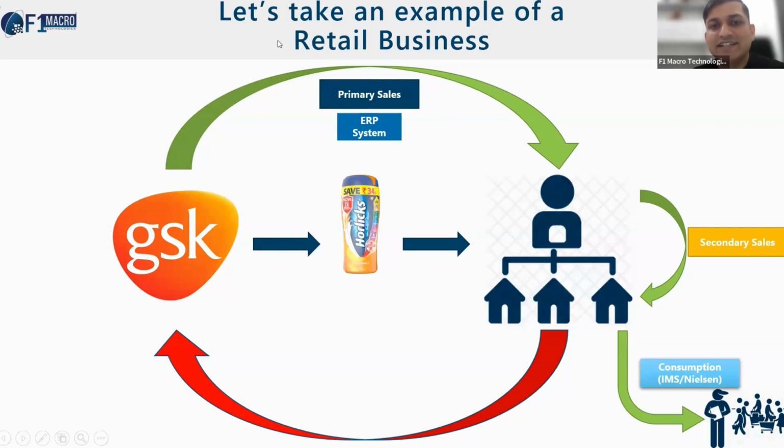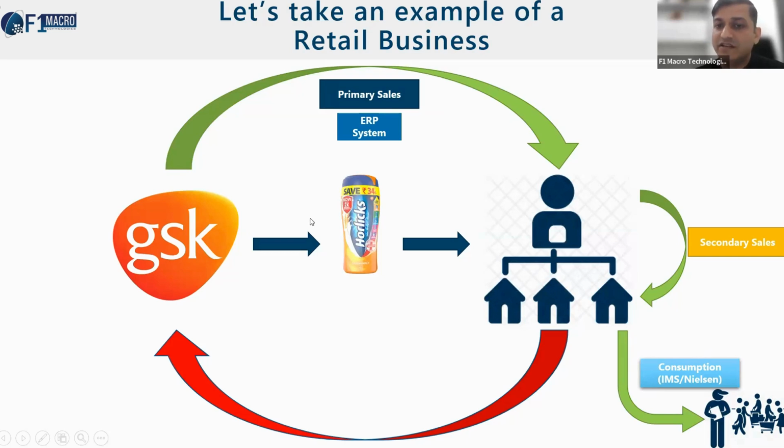So what I will do, I will just extract the data from this particular system and give the answer, using maybe Excel, maybe Power BI. Sir, this is the output. These are the number of quantity we have sold in that particular month. So data is generated over here when GSK is selling to distributor.